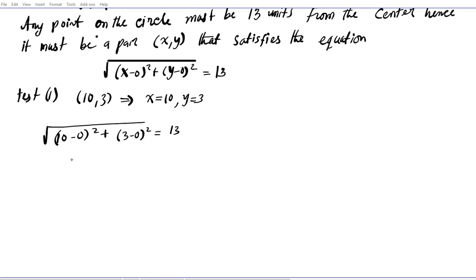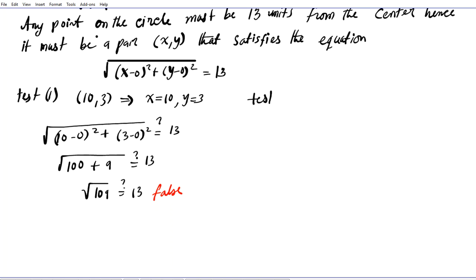Alright, let's work it out. 10 squared is 100, plus 3 squared is 9. Is the square root of 100 plus 9 equal to 13? Is the square root of 109 equal to 13? That's no, this is false. Hence number 1 is not your answer. Now let's jump to the third one. Test 3. You can test the second one, but I'm just going to jump to the third one. Let's see what happens there.